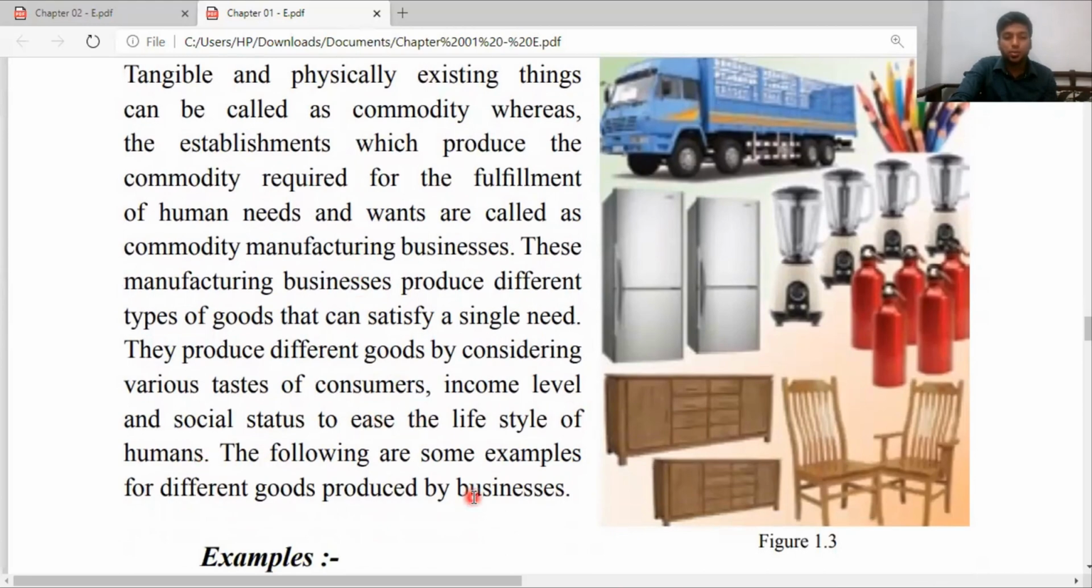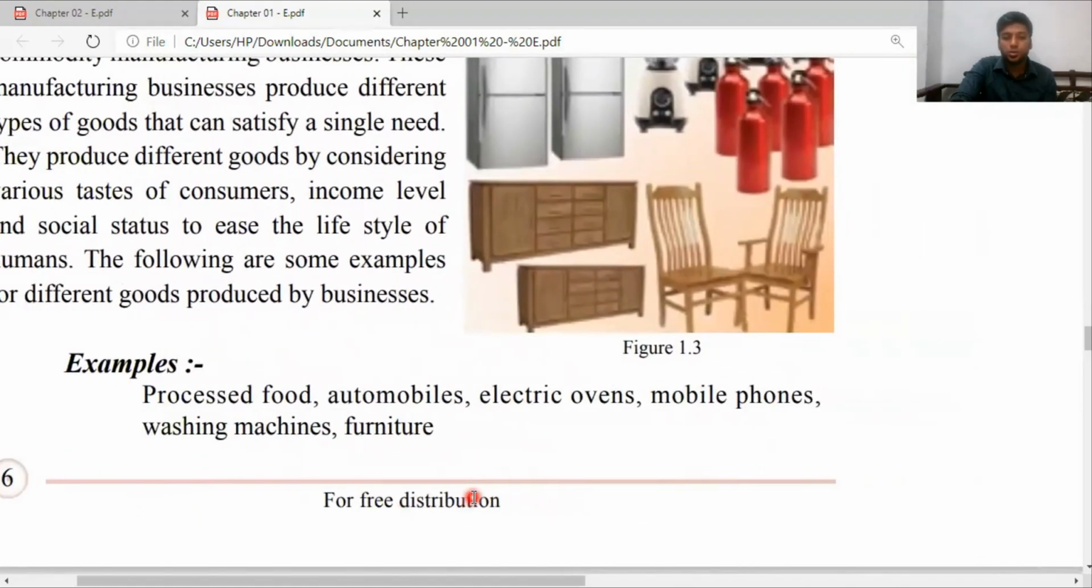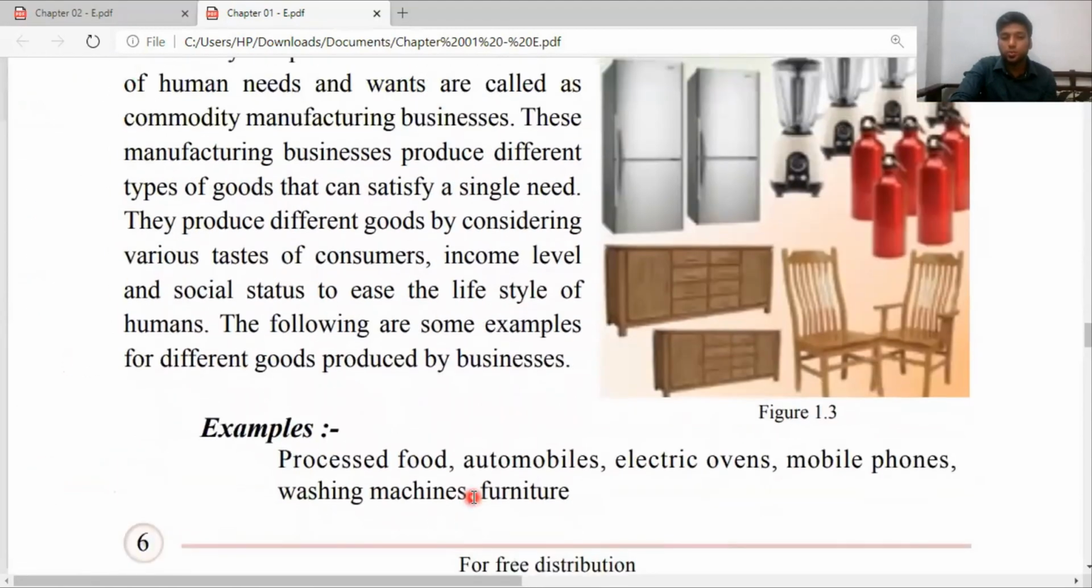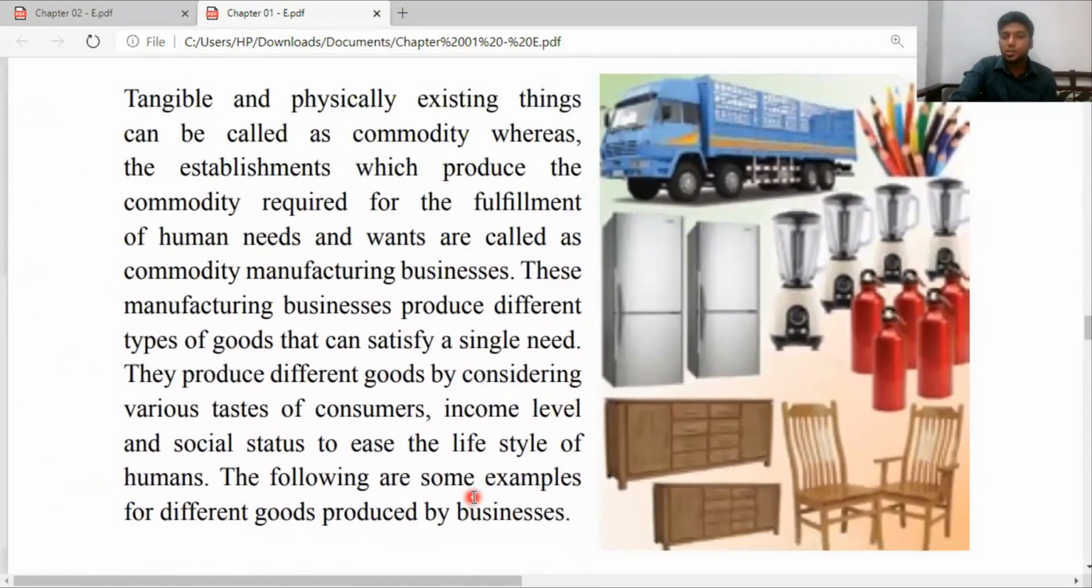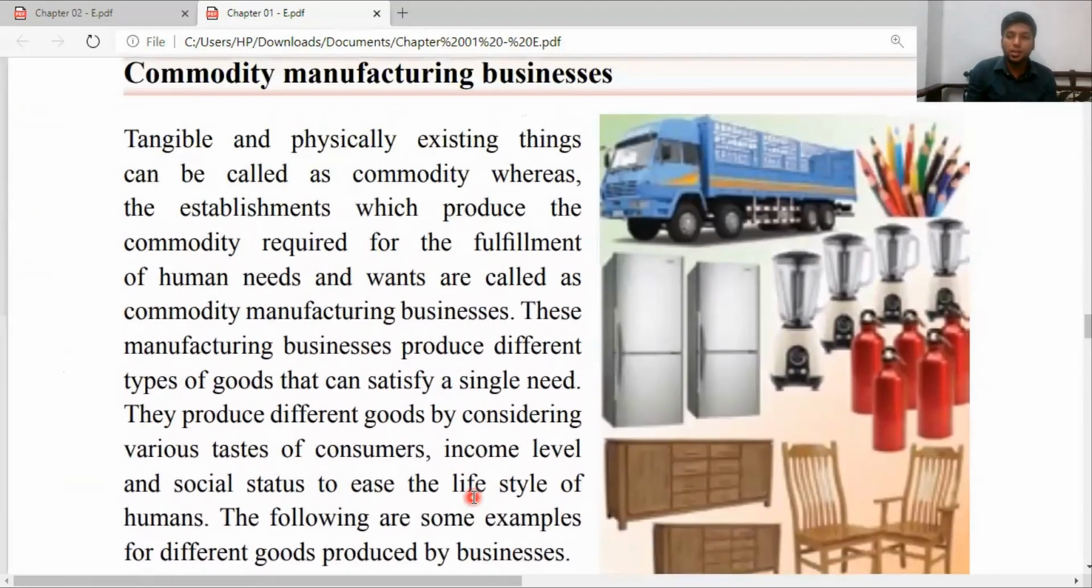The following are some examples of different goods produced by the business. So they have processed food, automobiles, electric ovens, mobile phones, washing machines, furniture. So what are these? Tangible and physically existing things. You can touch, you can feel that it is there. You can see it with your naked eyes. So we say tangible, physical: you can touch it, you can move it, and you can store it, something like that.